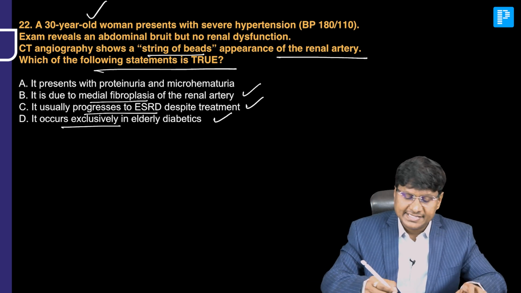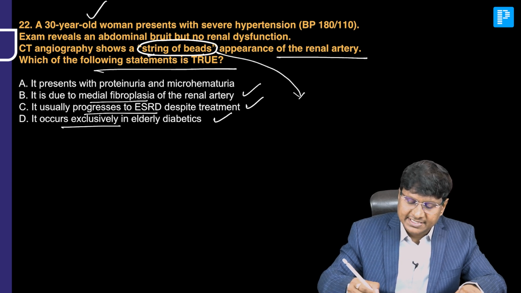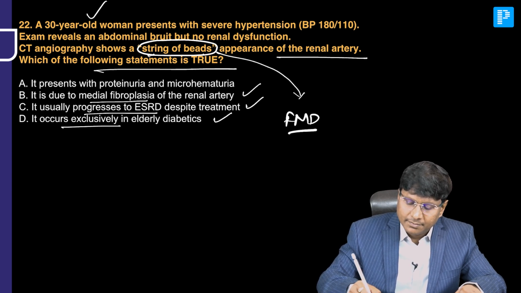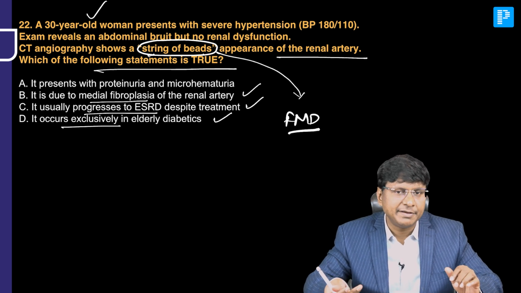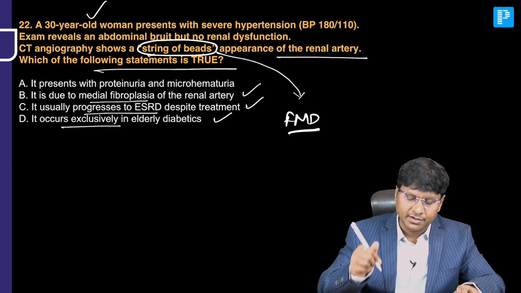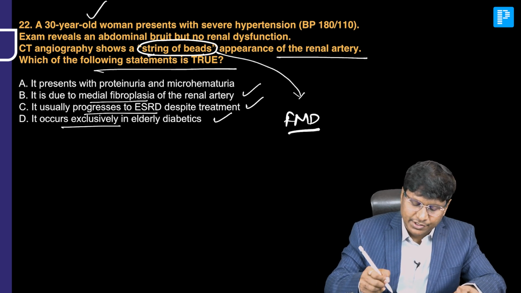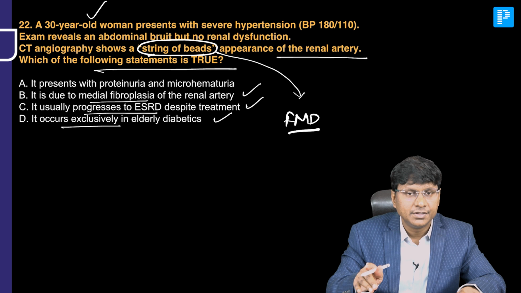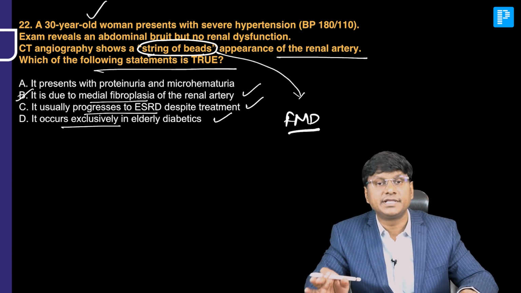So, presence of string of beads appearance is suggestive of fibromuscular dysplasia. What is this fibromuscular dysplasia? This is one of the causes of renal artery stenosis. And this individual, because of the renal artery stenosis, is having a bruit. So what is the answer here? This is due to medial fibroplasia of the renal artery.